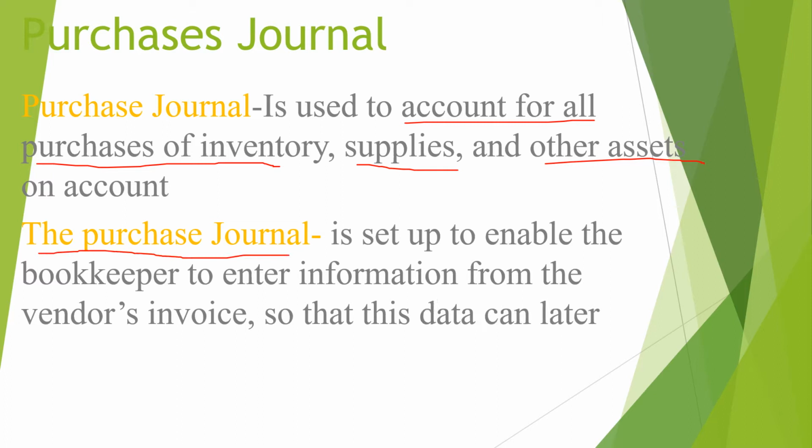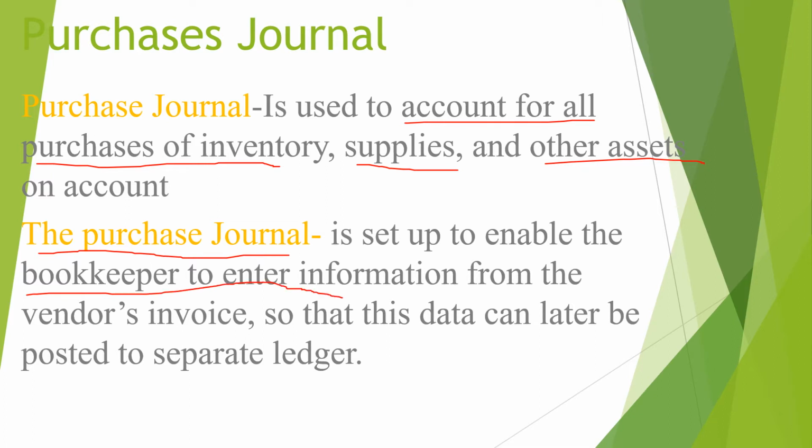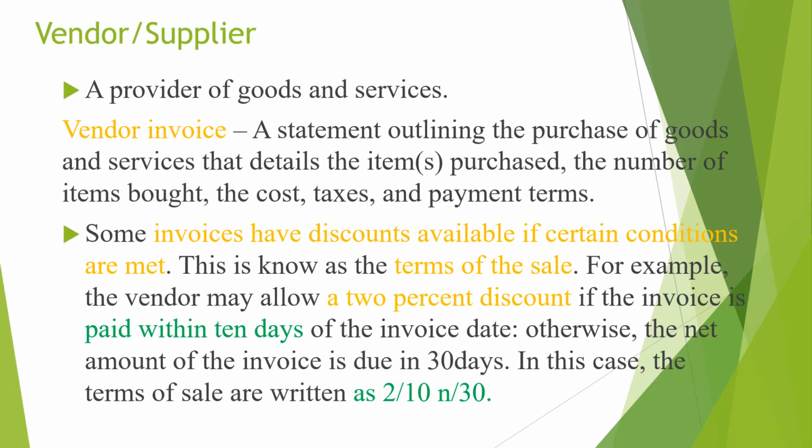A purchases journal is set up to enable the bookkeeper to enter information from the vendor's invoice so that this data can be used later to post in a separate ledger's journal. That's the definition. What is a vendor or a supplier?